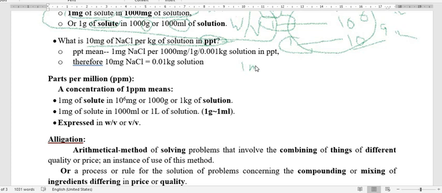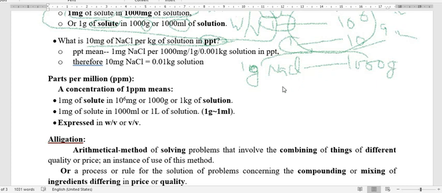1 gram of sodium chloride is present in, so here both in gram, so 1 gram present in 1000 gram of the solution. 1000 gram of the solution is simply called part per thousand.